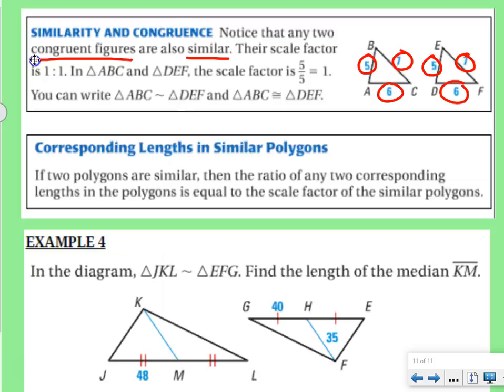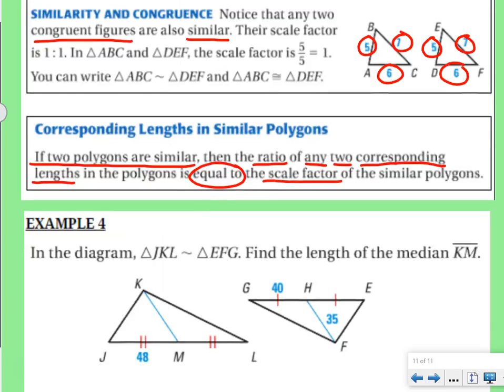Corresponding lengths in similar polygons. So if we have two similar polygons, then the ratio of any two corresponding lengths in the polygons is equal to the scale factor. That's saying that if we had two similar triangles, the ratio of the medians would be equal to the scale factor. The ratio of the altitudes would be equal to the scale factor. The ratio of the perpendicular bisectors would be equal to the scale factor. So it's not just side lengths that are equal to the scale factor in similar polygons. It's also any other corresponding length.